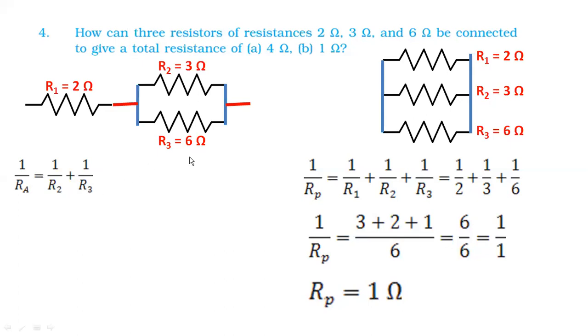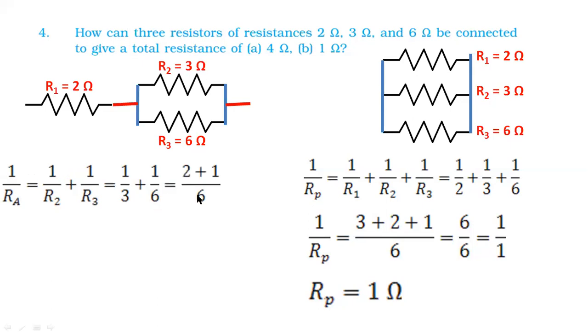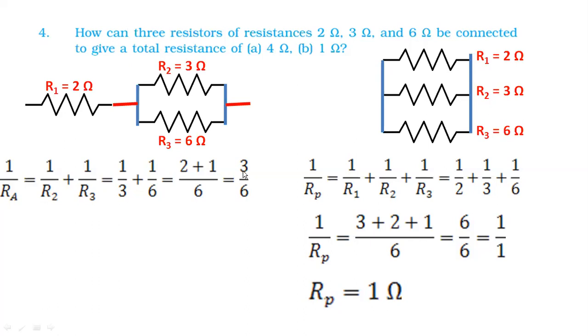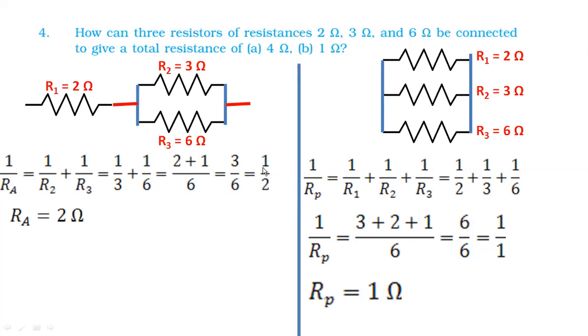Let me put those values there. It will become 1 by 3 plus 1 by 6. Let me cross multiply, or either I can take LCM of it. So it will become what? LCM I have taken 6. So 2 plus 1. 2 plus 1 is what? 3. 3 by 6. 3 by 6 means what? 1 by 2. And what is the value of RA then? It is becoming 3 by 6. It will come as 1 by 2. ठीक है? I have to take reciprocal, no, of this. So I have taken reciprocal. So RA value is 2 ohm.